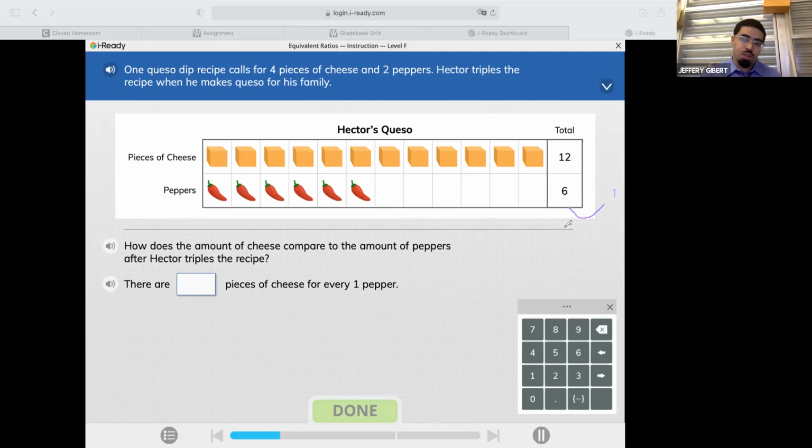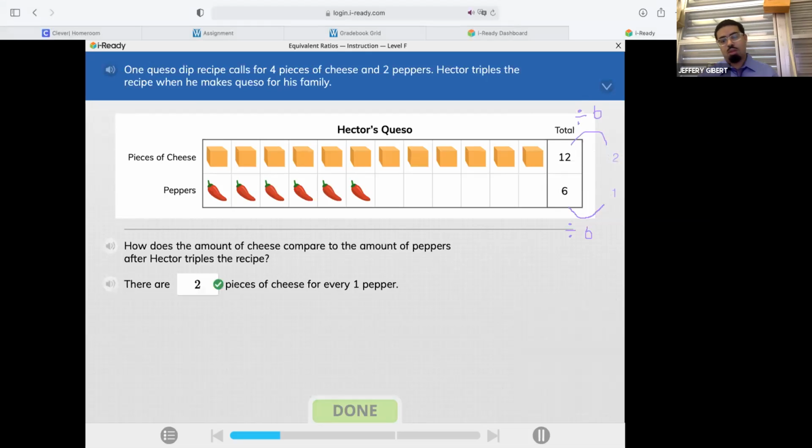Right. So if you divide by 6, then you'll know how much cheese there is. Because instead of having 6 peppers, we want 1 pepper. So you do 6 divided by 6, which is 1. So then to find out how much cheese it is for 1, you have to do the same math. So you divide by 6 on the top, and 12 divided by 6 is 2. The number of cheese pieces. Oh, whoops.